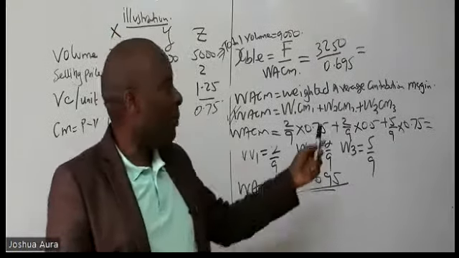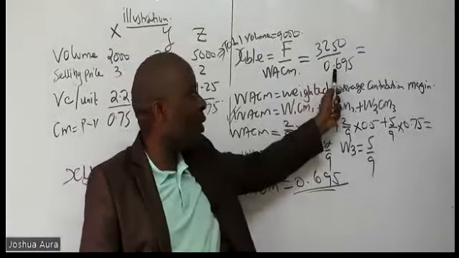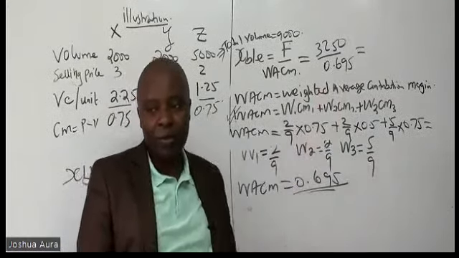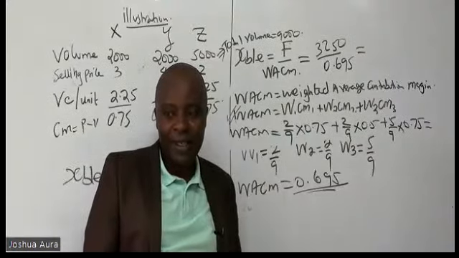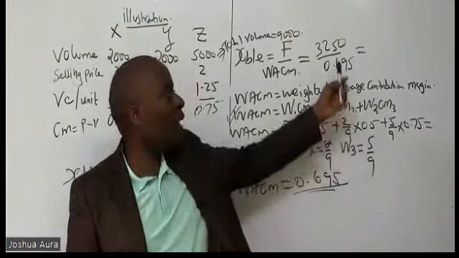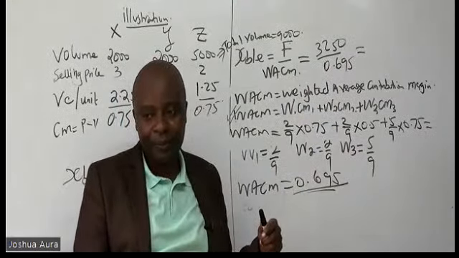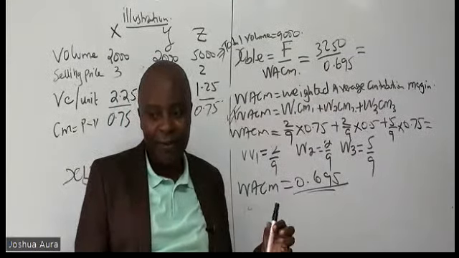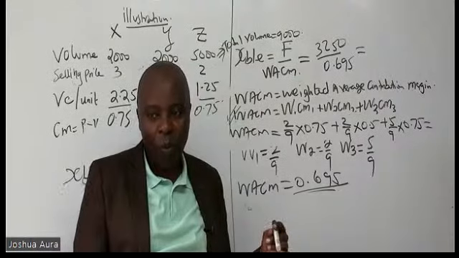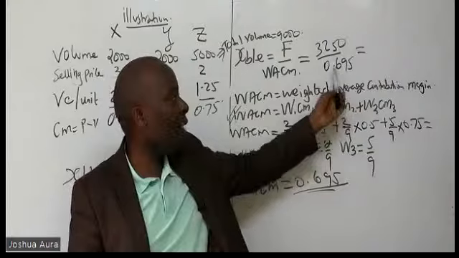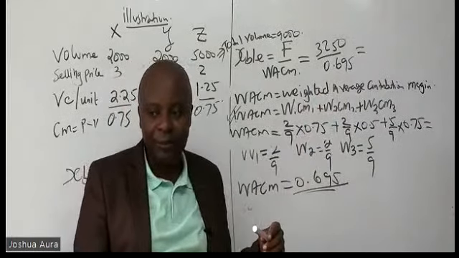Let's first of all agree about this figure. Were you getting this exact figure, 0.695? Yes. So when you take 3250 divided by this, what figure are we getting here? Somebody is saying 694, I don't know. For the students using 0.695, when you divide, what figure are we getting?